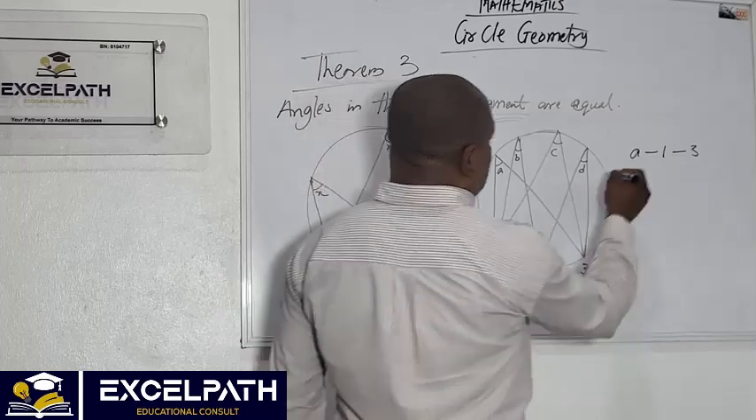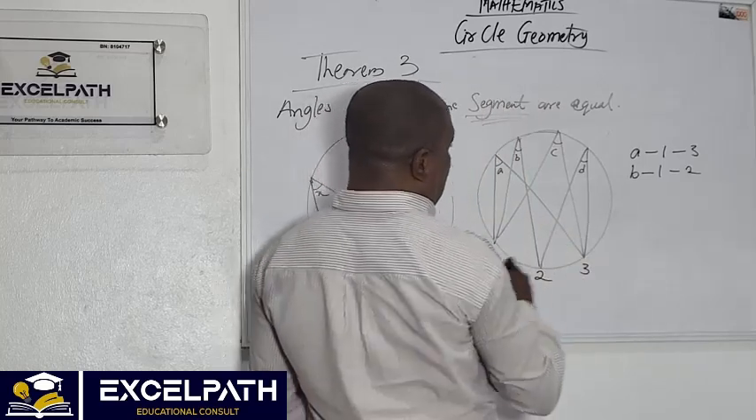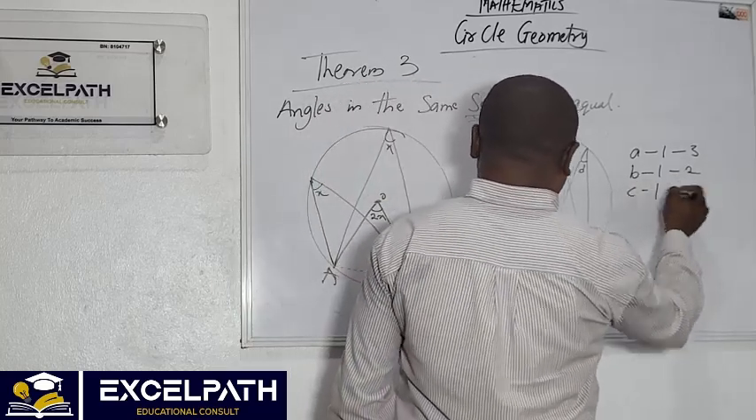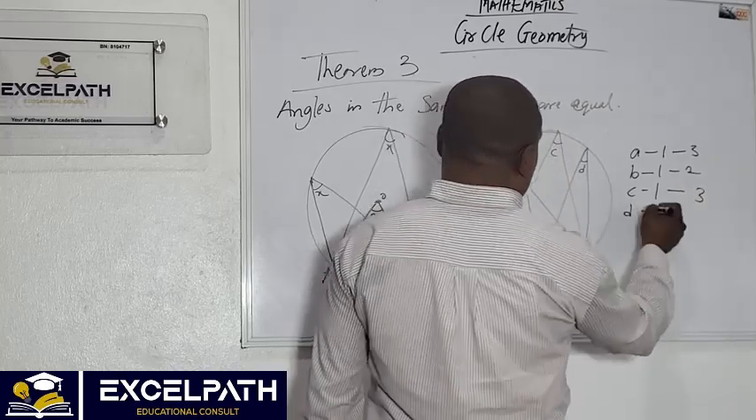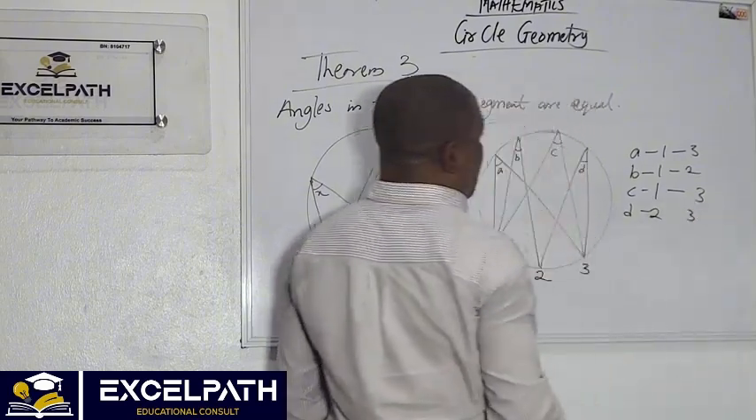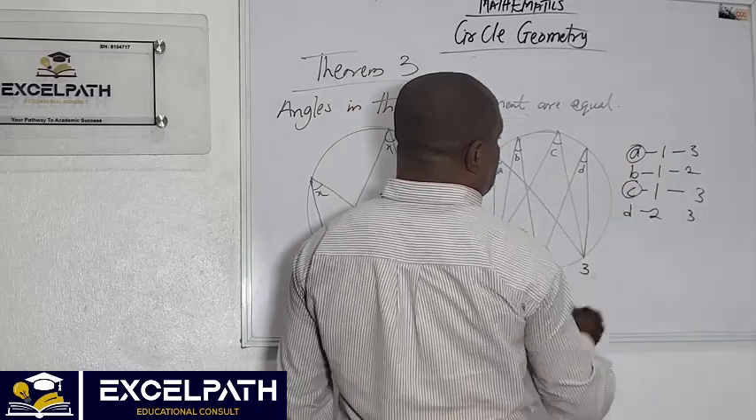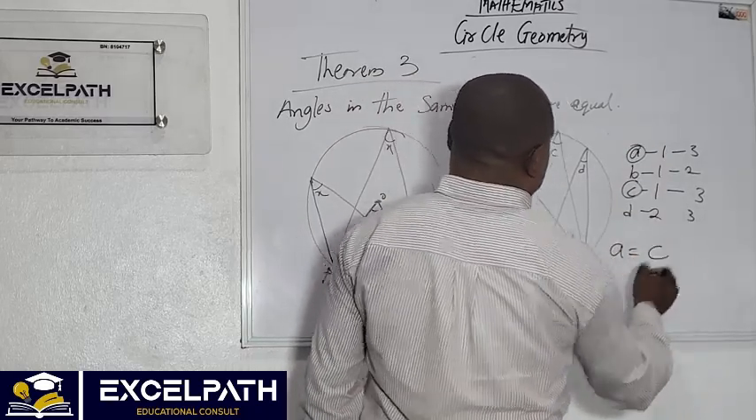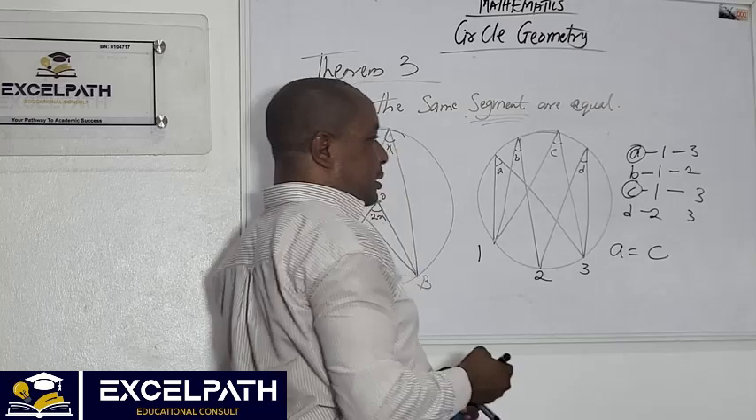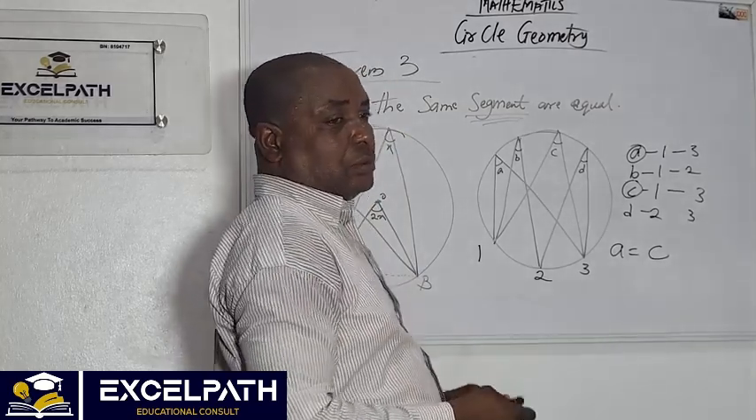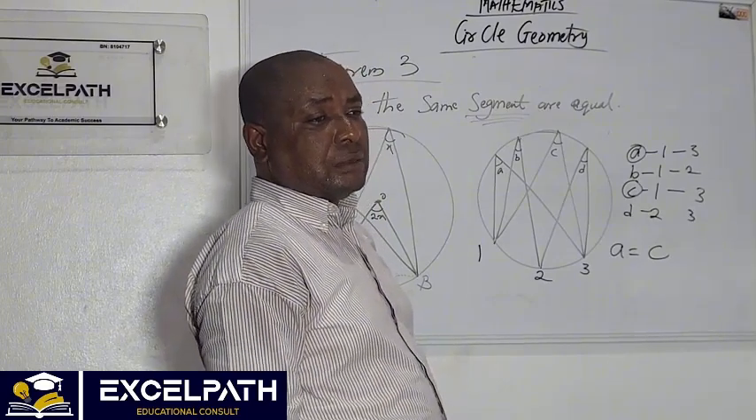Angle B starts at 1, ends at 2. Angle C starts at 1, ends at 3. Angle D starts at 2, ends at 3. Now, which one do you think belongs to the same segment? Angle A and angle C. So A is equal to C. Why? Angles in the same segment. I believe you understand what I've just done. Angles in the same segment. Is that clear?